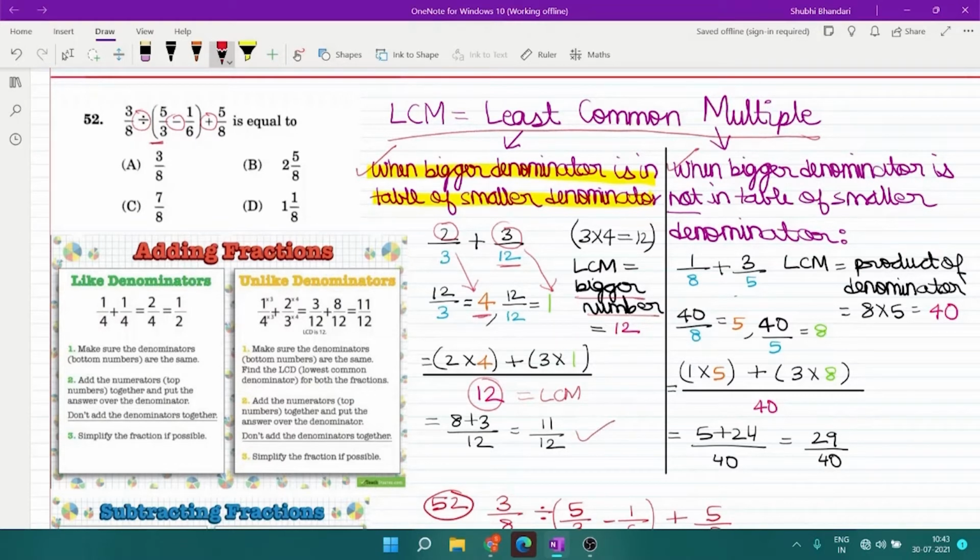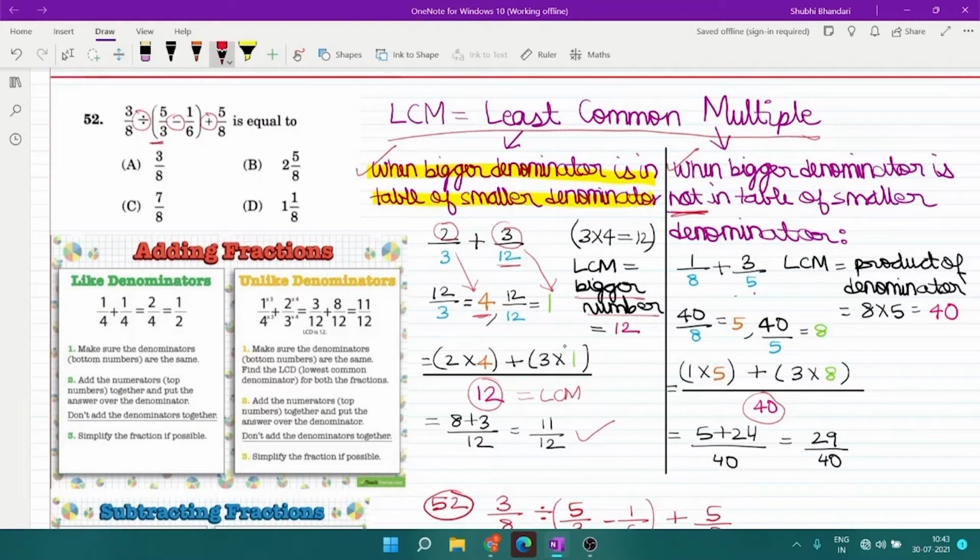Now if the bigger denominator is not in the table of smaller denominator, then the LCM simply becomes the product of the denominators. So here the denominators are 8 and 5. So the product becomes 8 into 5, which is 40. So the LCM is 40. So now we put the LCM in the denominator, and now we divide the LCM with the denominators, same as how we did in the first method.